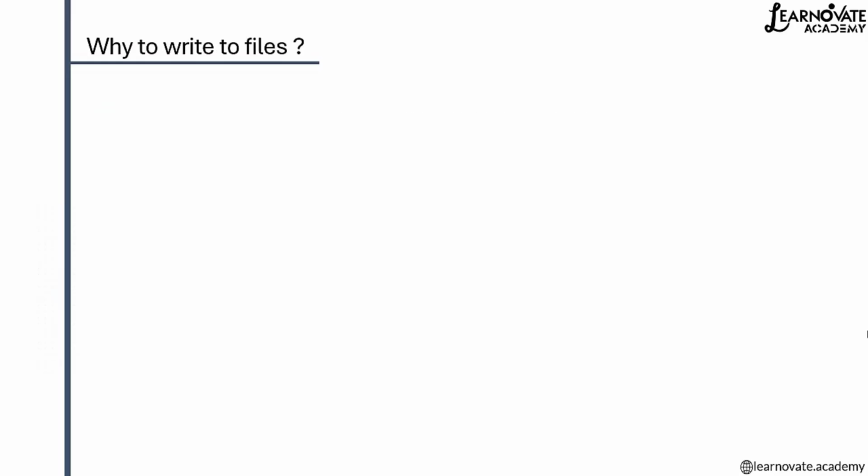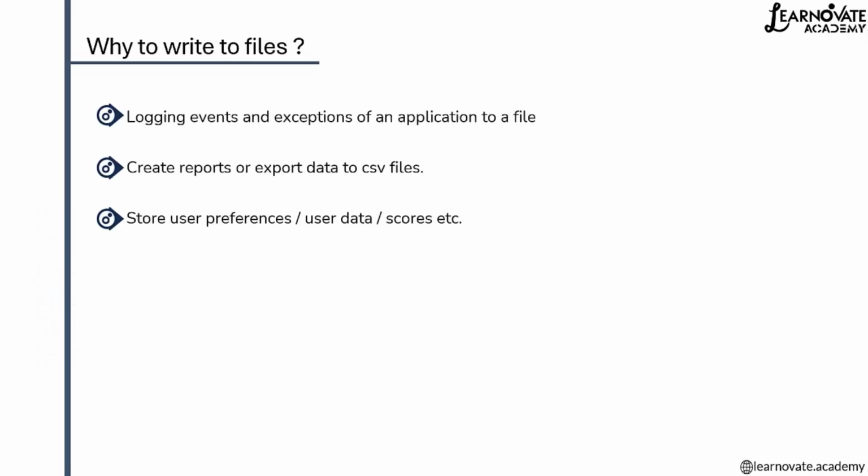Similar to the last lecture, before we start coding, let me ask you, why would you need to write data to a file? Think about it. You want to log application events into a text file. You need to create a report or export data into a CSV file. Or you want to save user preferences or game scores. Writing to files allows your program to store data permanently even after the program ends.